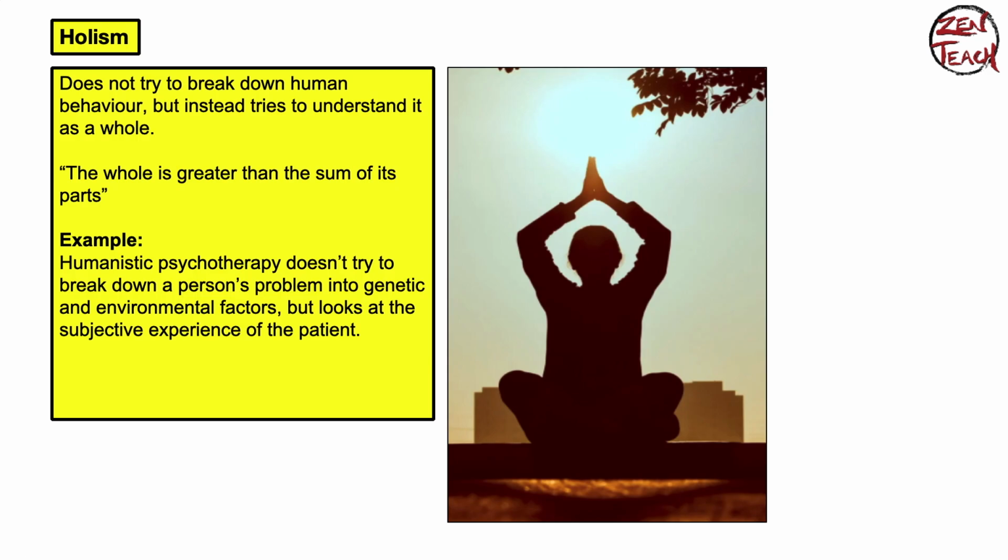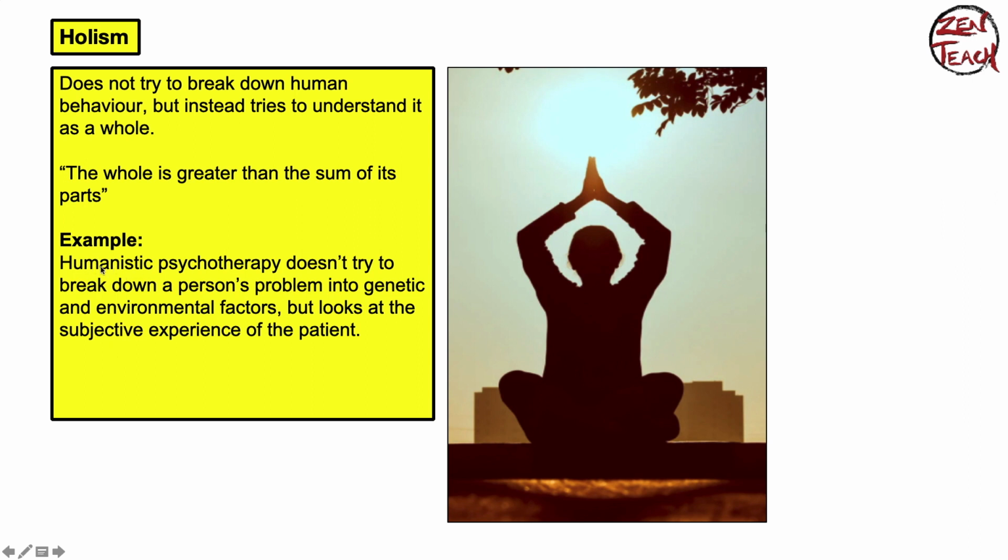Let's start with holism. Holism is the idea that when you start breaking things down, you lose information, and therefore you should look at the entirety of something in order to get a deeper understanding of it. And the one sentence that describes holism best is, "The whole is greater than the sum of its parts," meaning there is information loss when you break something down. And so the only approach in psychology that actually follows holism is the humanistic approach.